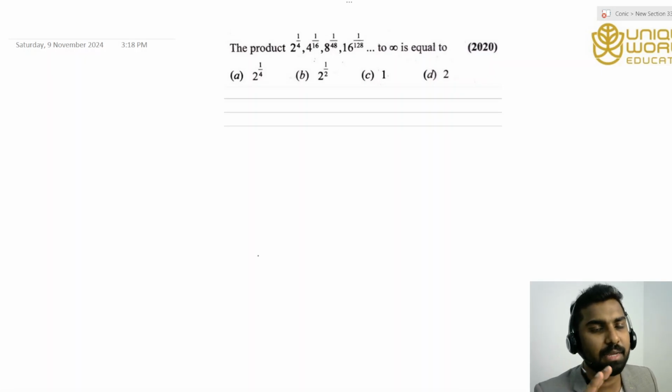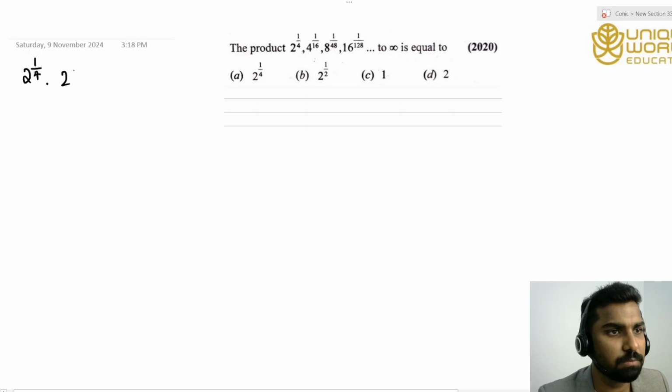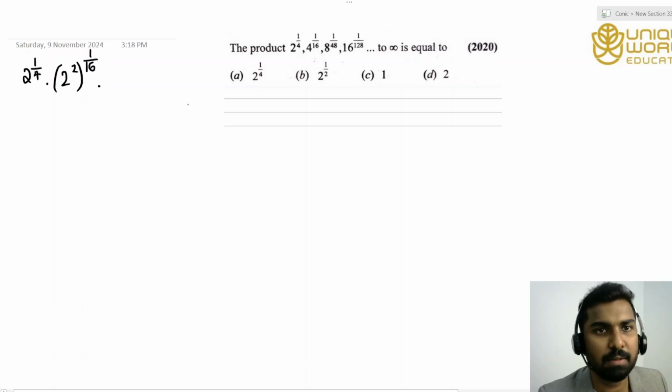If you observe with a fresh mind, you can understand one thing. Here 2 I can write as 2 to the power 1 by 4, right? All right. This 4 I can write as 2 square. Then the whole power we have is 1 upon 16. All right. Then 8. They are asking for the product. Okay. So 8 I can write as 2 cube. So 2 cube whole power 1 by 48.